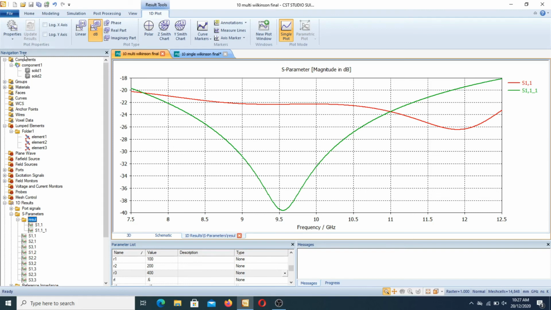Now in this video I actually wanted to show you the comparison between the 1 stage and 3 stage Wilkinson power divider. You saw there are different types of output. This green line shows the output of the single stage, and the red line shows the 3 stage. If you increase the number of stages, then the bandwidth increases.